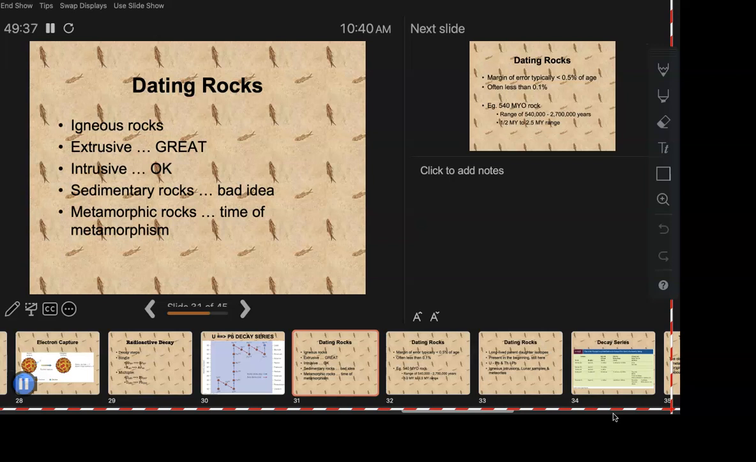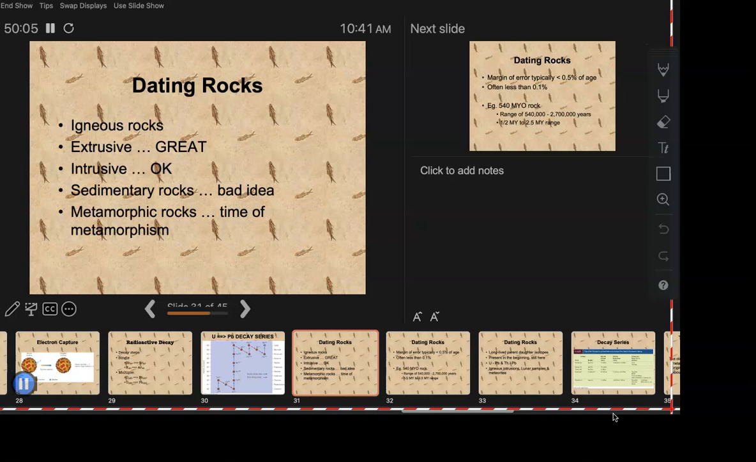Extrusive are freaking amazing. Why extrusive? Because extrusive is lava. Right? Lava comes out of a volcano, it rolls over the land, and it hardens in a day or two. It's then a closed system. Whatever elements are in there, they're there. It's turned into a rock. It's sealed. Radiation starts breaking stuff down.